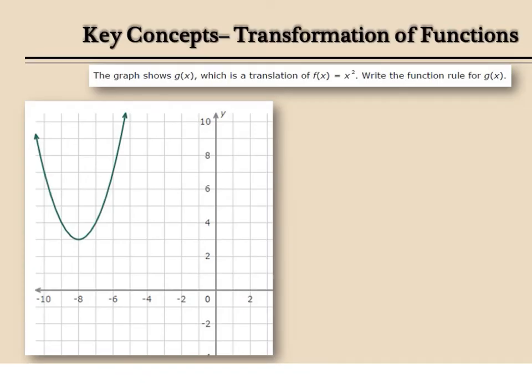All right, here is a parabola, or the parent function, f of x equals x squared. And they want us to write the function rule for this one. So I know that my vertex for the x squared is right here at 0, 0. So I just need to find how far over it moved to the left and how far up it moved. So it moved over 8 units to the left, and then it moved up 3 units.